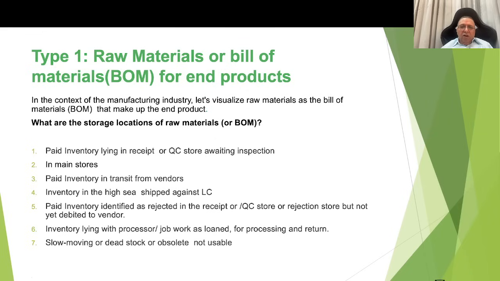in the receipt or QC store or rejection store but not yet debited to the vendor; inventory lying with the processor or job worker as loaned for processing and subsequent return to the client; and 7, slow moving or dead stock or obsolete stock not usable. These are the various stages where the inventory can be found in any manufacturing plant.